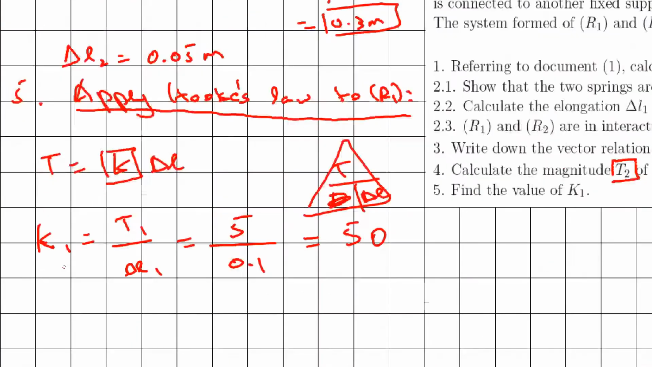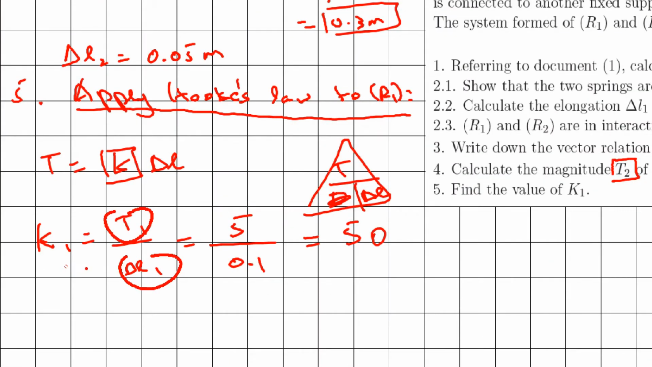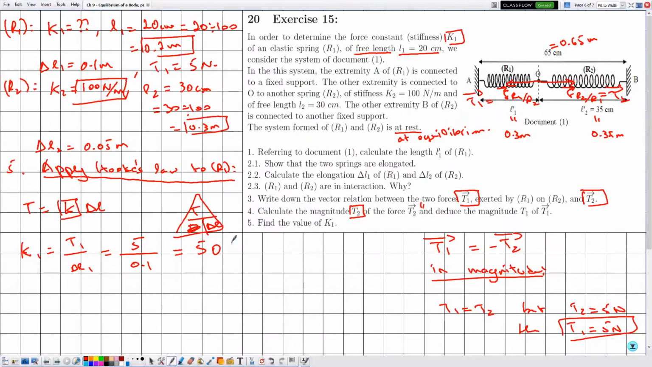Since both T1 and delta L1 are expressed in the SI, the value of K1 will be expressed in the SI, which is in newtons per meter. Then K1 is equal to 50 newtons per meter.